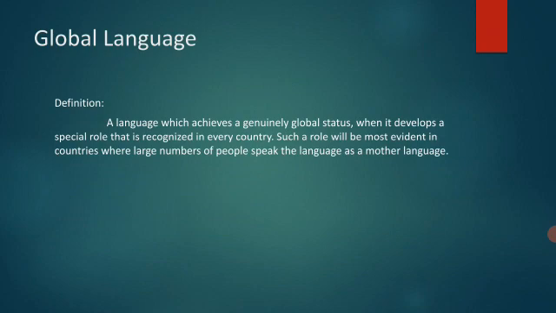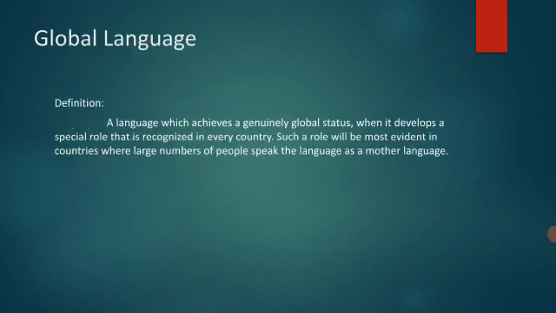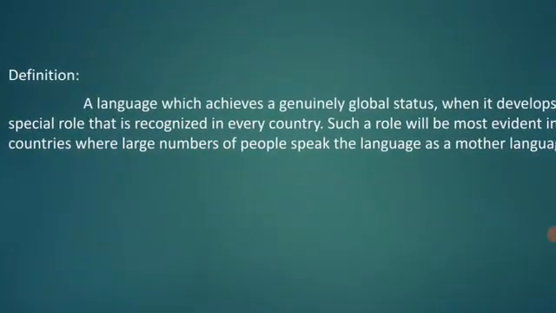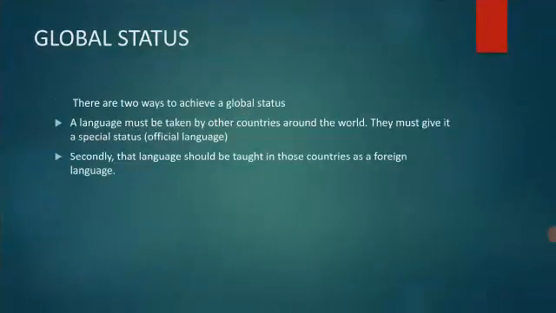Now, what are the ways through which a language can achieve this global status, which I mentioned in the previous definition? A language can achieve this global status if it is taken up by other countries around the world, and if they give it a special status, like the official language in their countries.